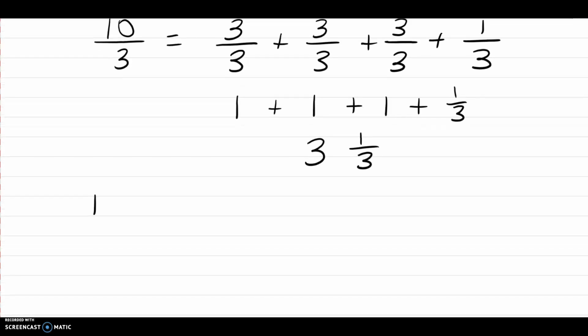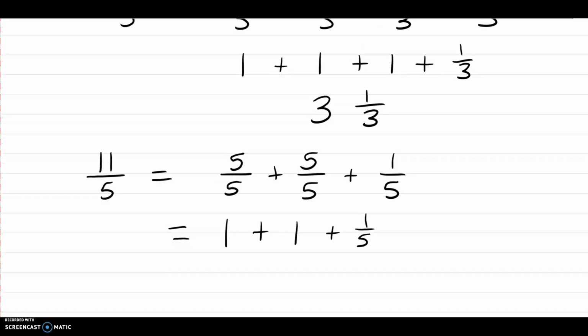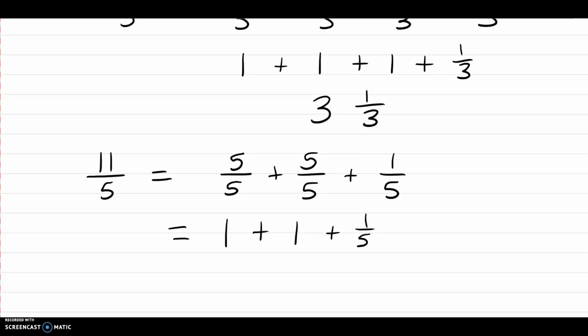One more example, 11/5. So again, we're going to break it up into fifths. And I want to see, can I make my numerators add up to equal 11? And I want to try to use 5s initially so I can get that fraction of 1. So 5/5 plus 5/5, that's 10/5, and then plus one more fifth is 11/5. So now I can break this up into 1 plus 1 is 2, and 1/5.